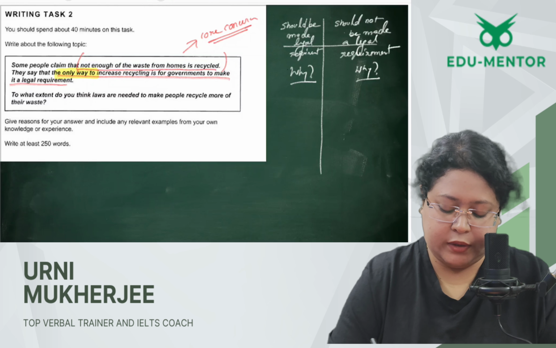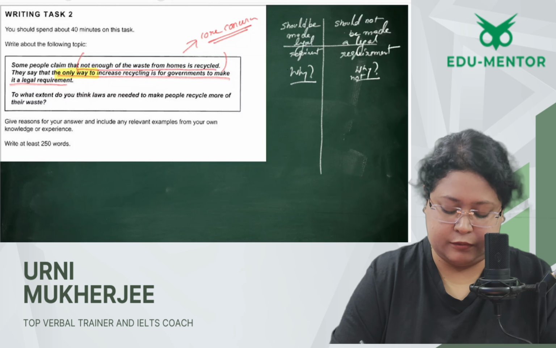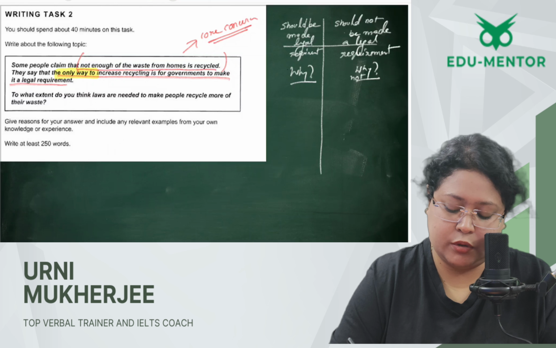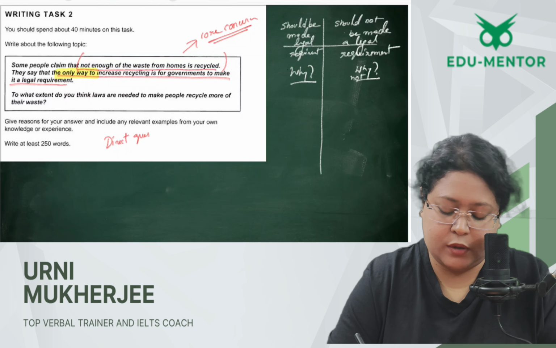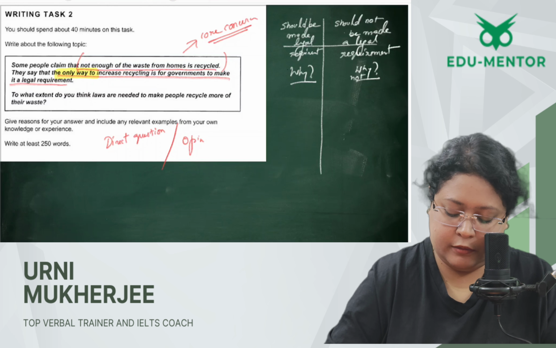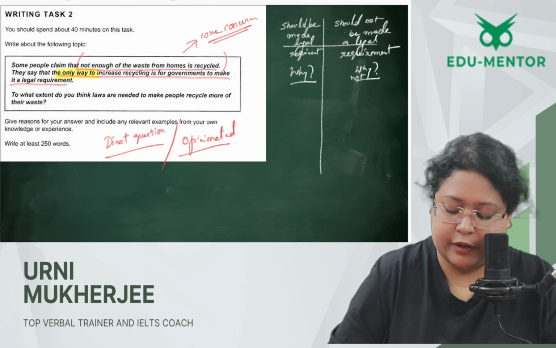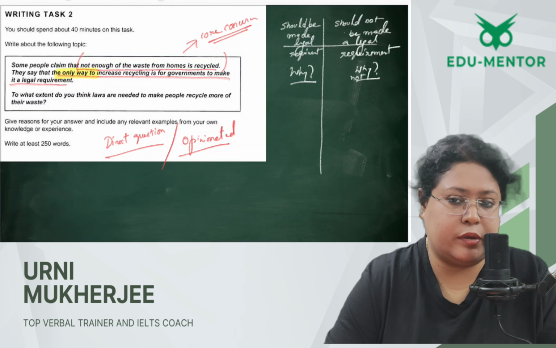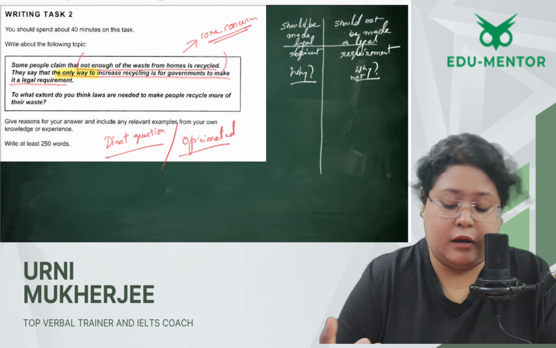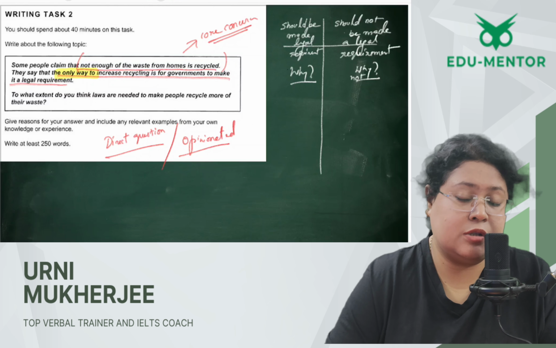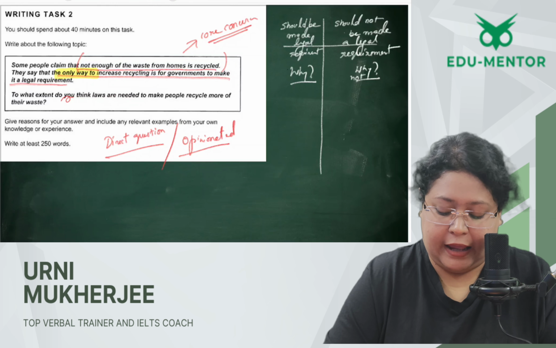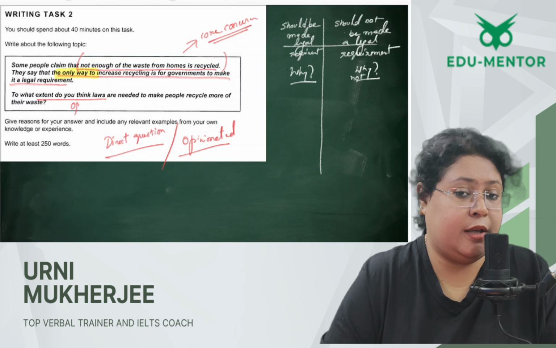And the question says, to what extent do you think laws are needed to make people recycle more of their waste? So in this case, this question could be categorized under a direct question. It could also be categorized under opinionated questions. Because essentially what you're doing is you're again giving an instance of what the argument consists of, the whats and the whys, and then you're talking about your take on the matter, right?